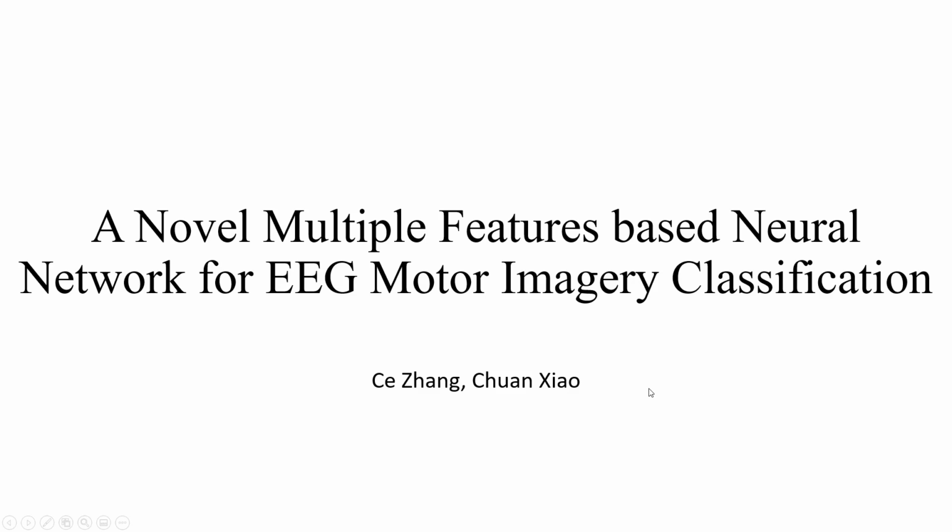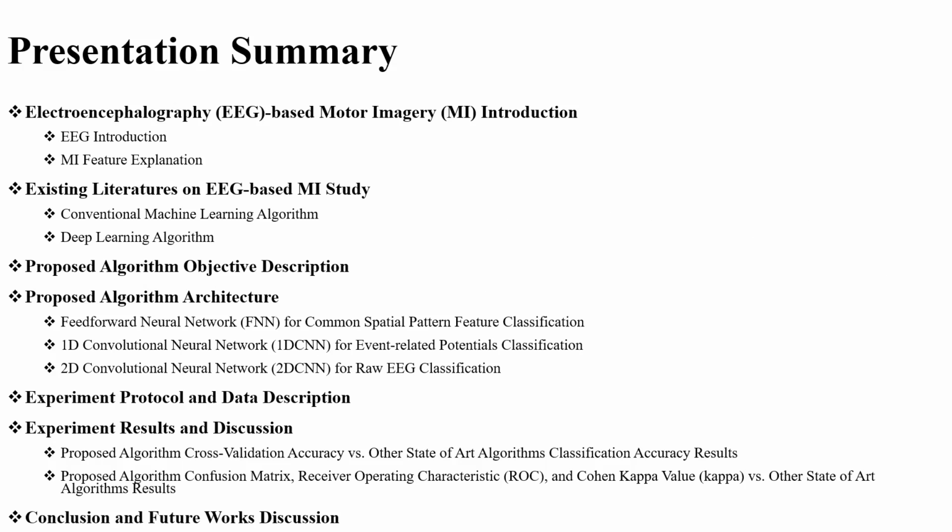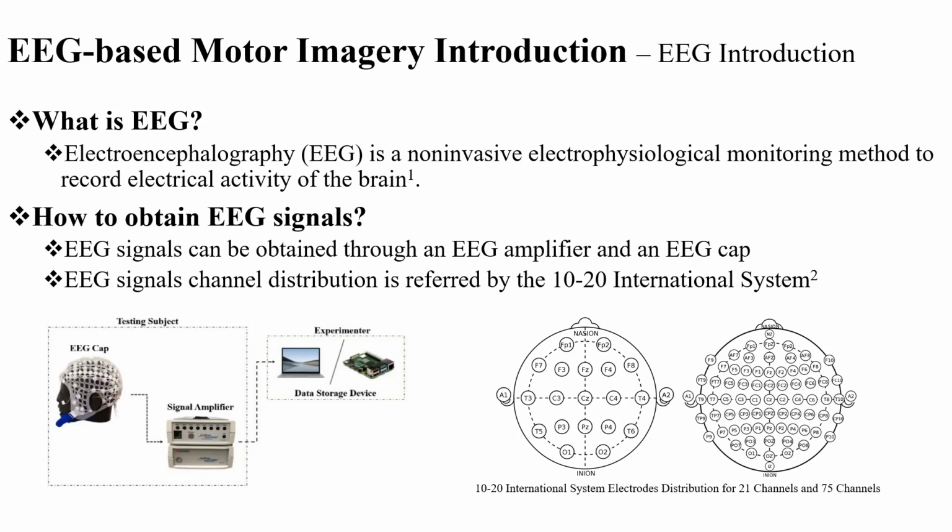This video is presented by Chuanxiang and Ce Zhang for ECE 542 Machine Learning Final Project. Our topic is a novel multiple features-based neural network for EEG motor imagery classification. Here is the outline of the slides.